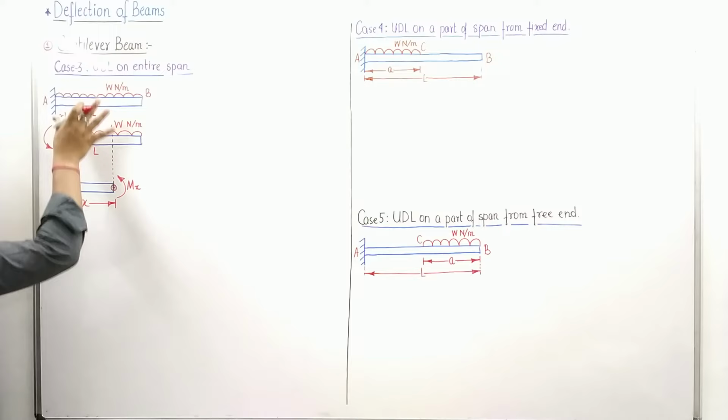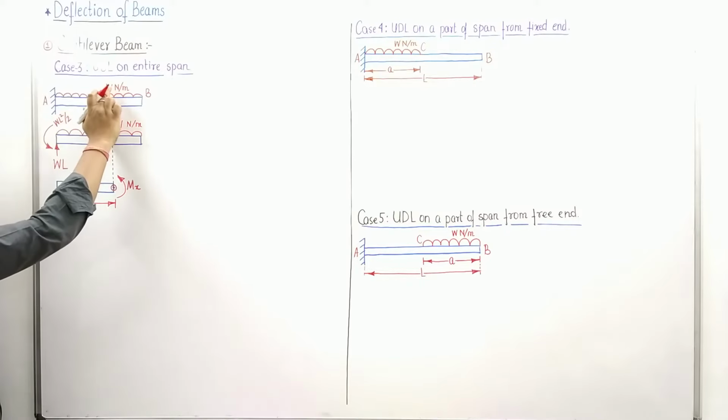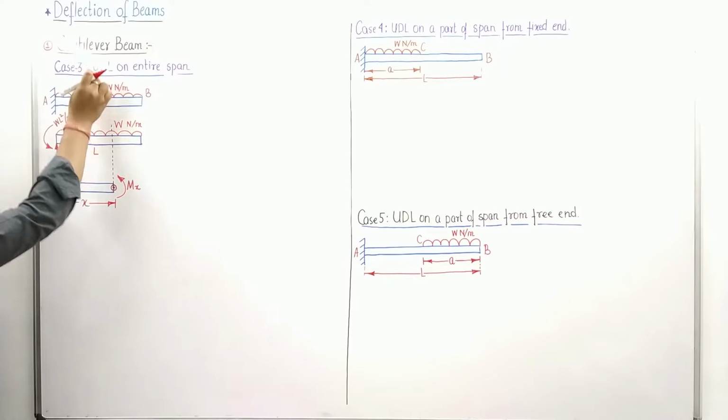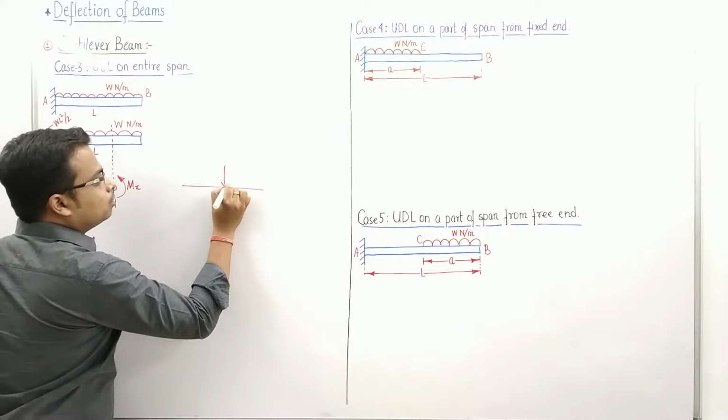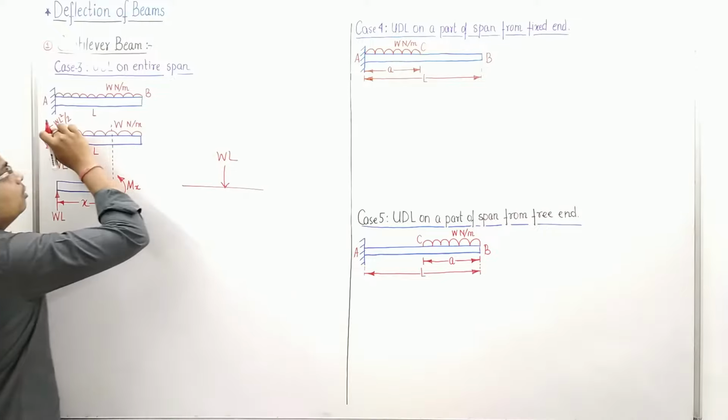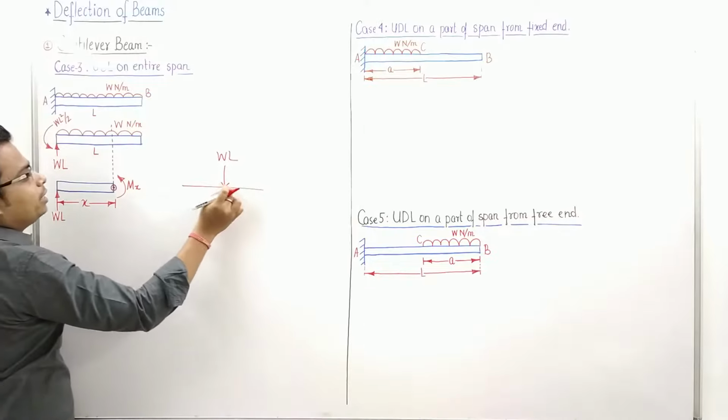We know the entire load in the downward direction. How much is it? For 1 meter it is W. For L meters it is going to be WL, in the downward direction. So if you remove the fixed support, this is going to be WL in the upward direction.